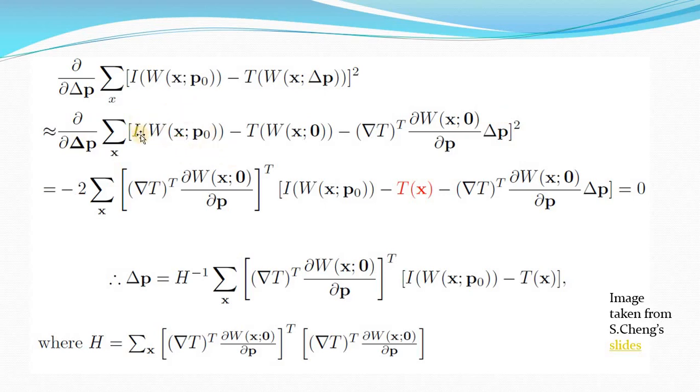Now this does not have any del p term, so this will remain as it is, minus T into, now this, since there is warping by 0, that means there is no warping, so that is going to be T of x simply. Now there is del T transpose into this particular term.